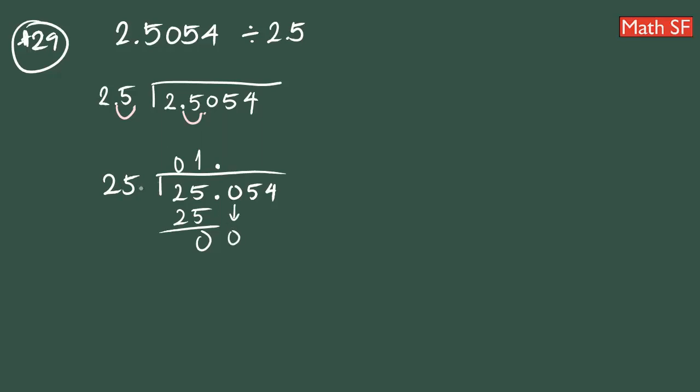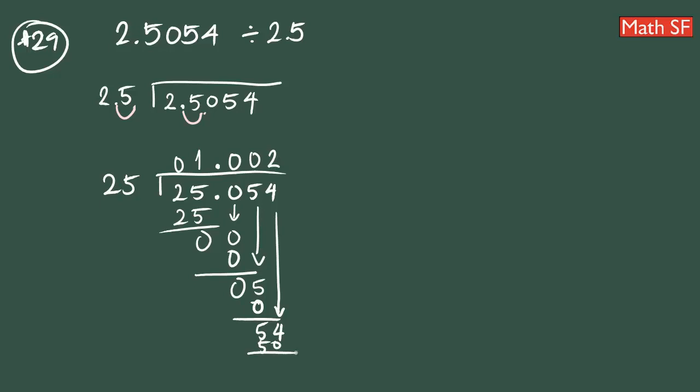Now 25 goes into 0 times. 0 times 25 is 0. 0 minus 0 is 0. Bring this 5 down. 25 goes into 5 0 times. 0 times 25 is 0. So 5 minus 0 is 5. Bring this 4 down. So 25 goes into there, what, twice? Yes, that goes twice. 2 times 25 is 50, and I'm left with 4.